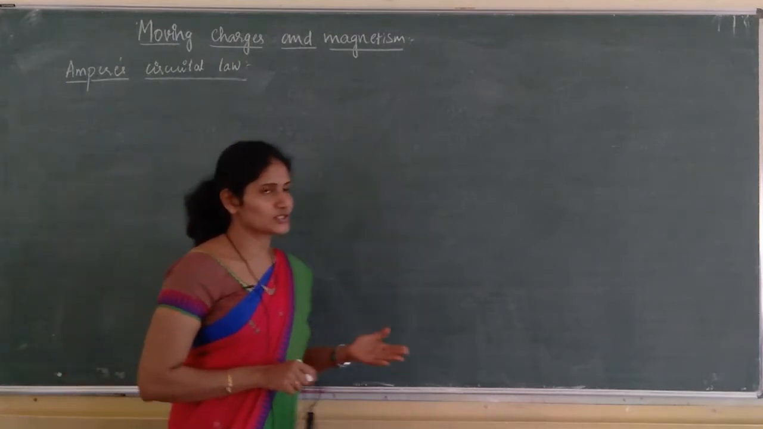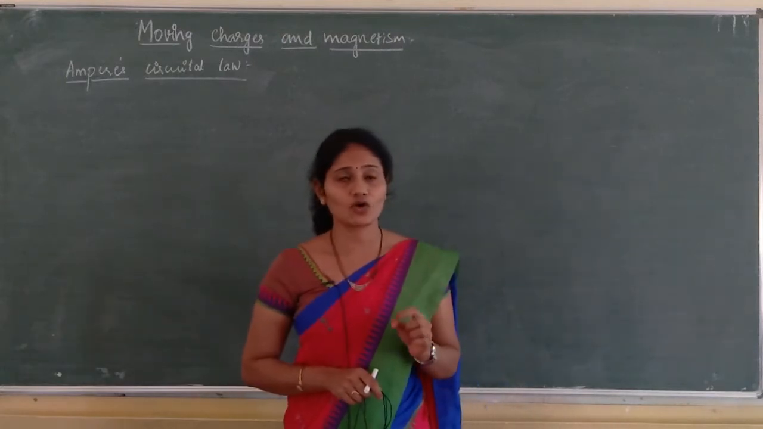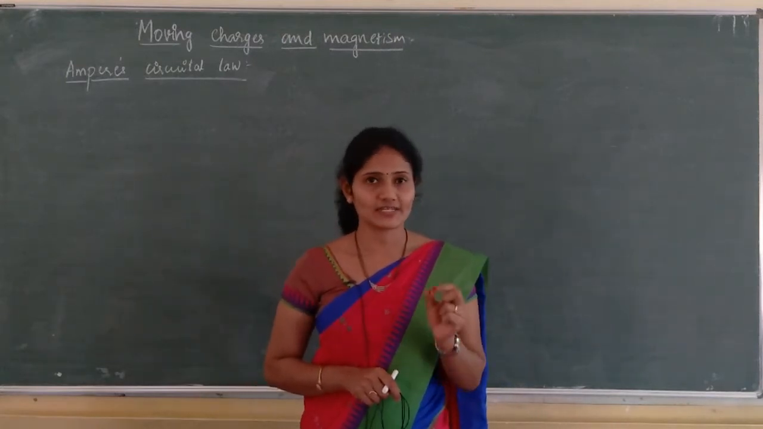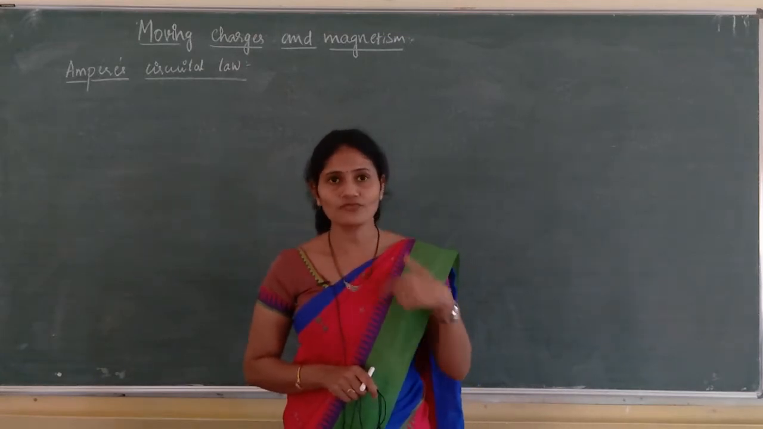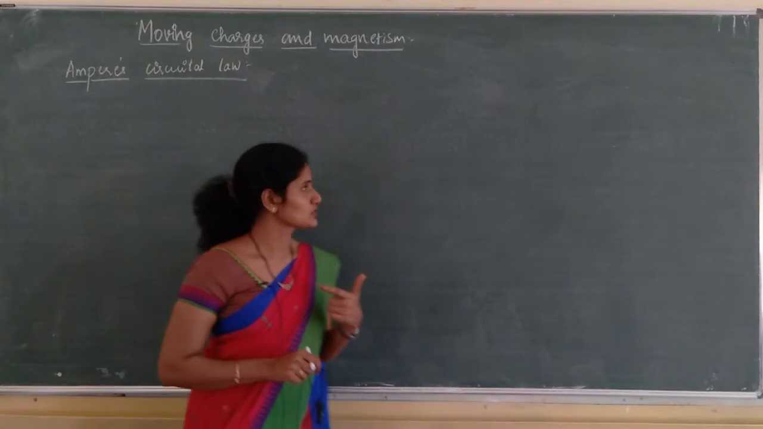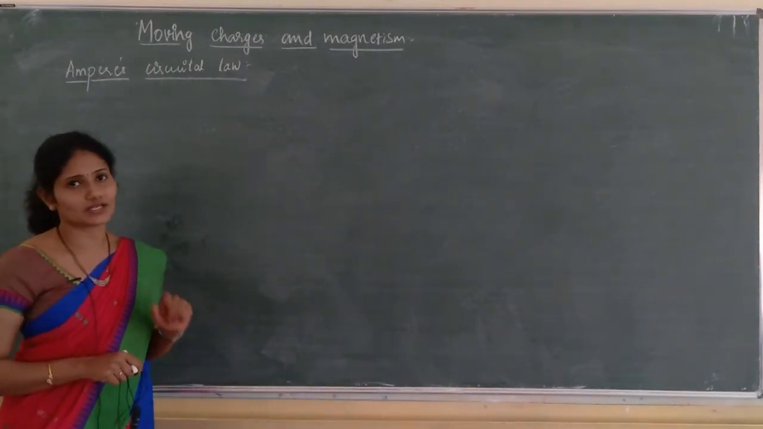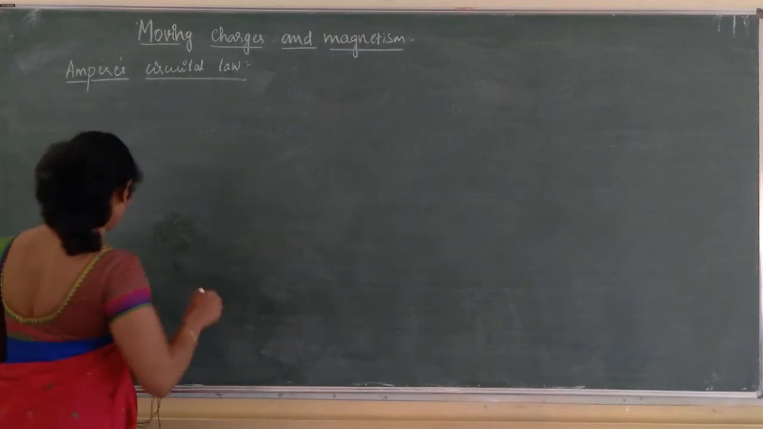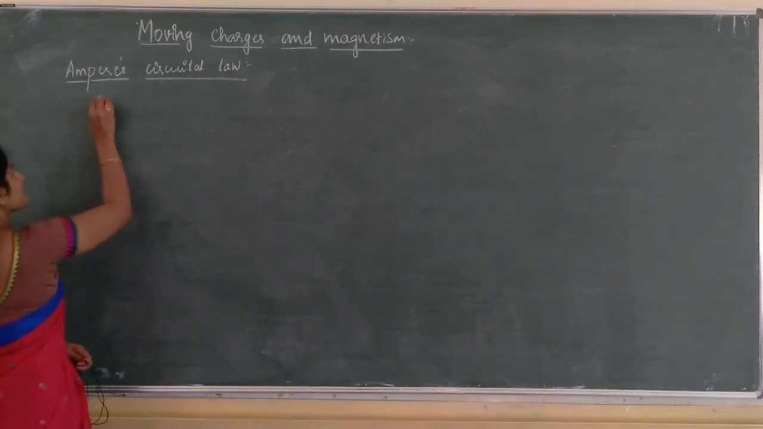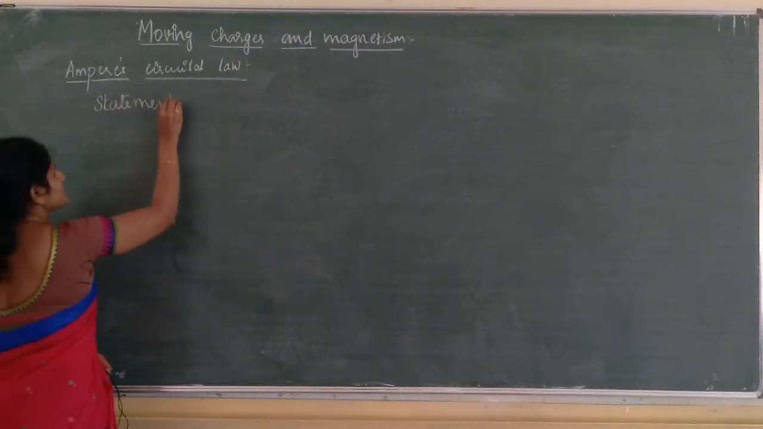So in the last video we have seen Biot-Savart's law and the expression for magnetic field at a point along the axis of a circular loop. So today let us discuss Ampere's Circuital Law. What is this Ampere's Circuital Law? The statement of Ampere's Circuital Law is like this.